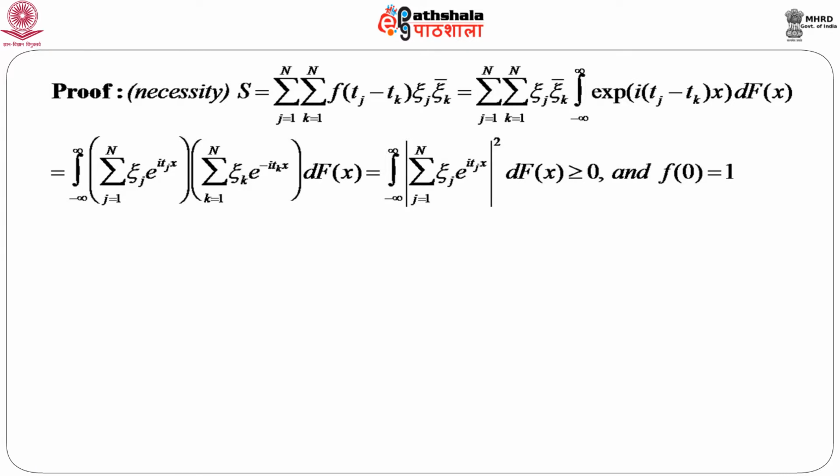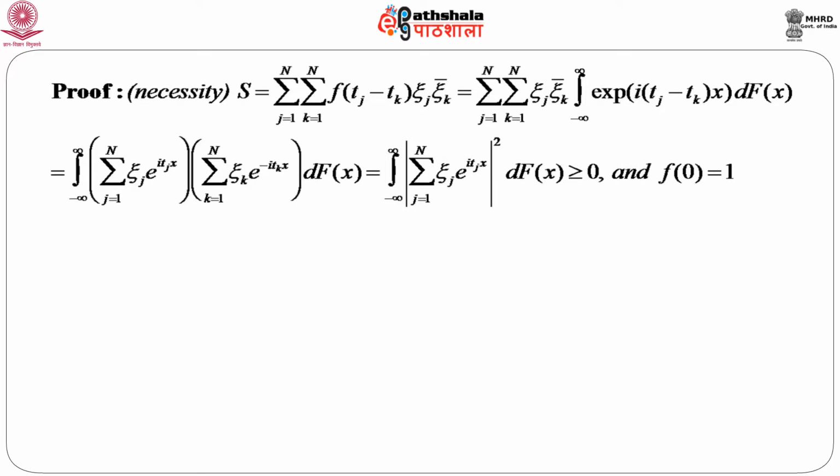The necessity part is very trivial. If you consider this summation, j equals 1 to capital N, k equals 1 to capital N, f of t_j minus t_k, xi_j xi_k bar, what is f of t_j minus t_k? F is a characteristic function. So, I can immediately write this as expectation, that means integral from minus infinity to infinity of e to the power i (t_j minus t_k) x d F(x).